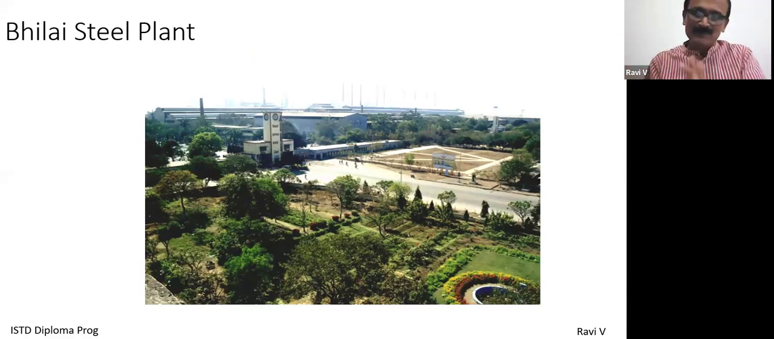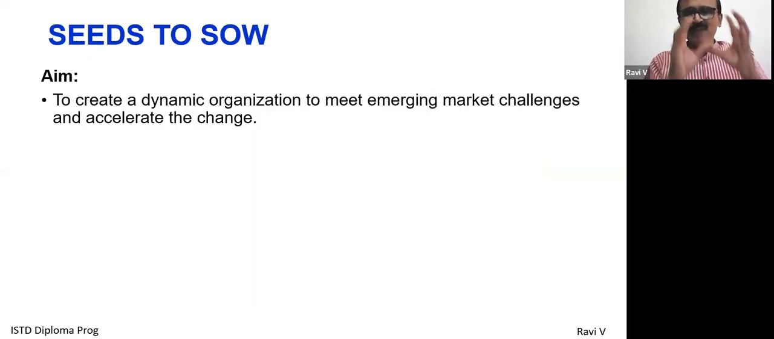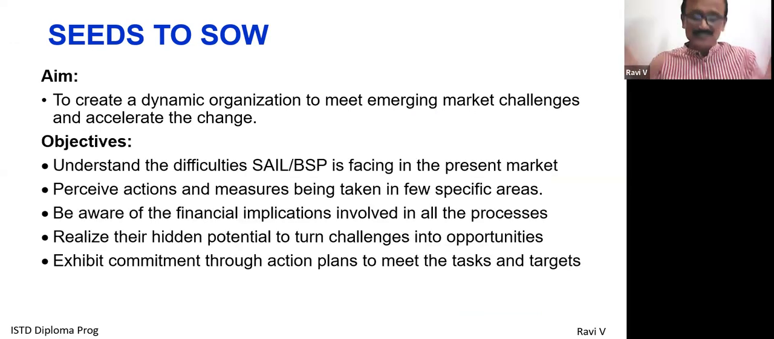And this is the Bhilai Steel Plant, the pulsating giant over there, the main gate it is. And the aim of this is to create a dynamic organization. Those were the days when the market challenges were very high, many, and more important, the change had to be accelerated. So the objective then was to overcome those challenges that Bhilai Steel Plant and SAIL in particular were facing. So what are the actions and measures to be taken in those specific areas? Many were not aware of the financial implications. The value of a defect, the value of a product rejected.